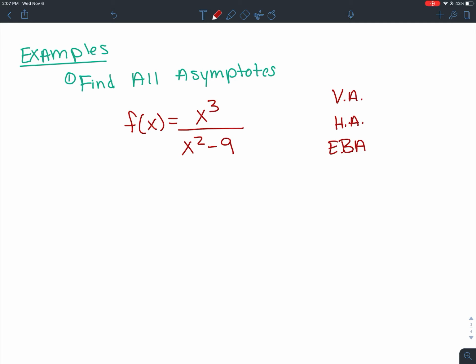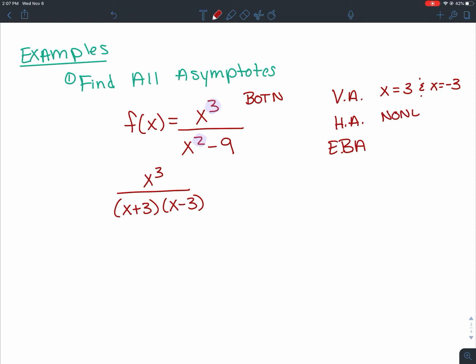Okay, so x cubed doesn't factor. The bottom is x plus 3 and x minus 3. So I don't have any holes. So then that means that x equals 3 and x equals negative 3 are my vertical. The horizontal, so what is this? It's bigger on top, because 3 is bigger than 2. The degree is bigger on top, so that means there is none.